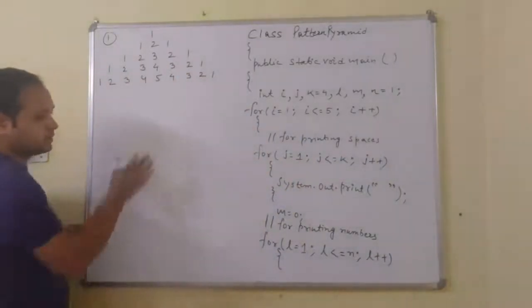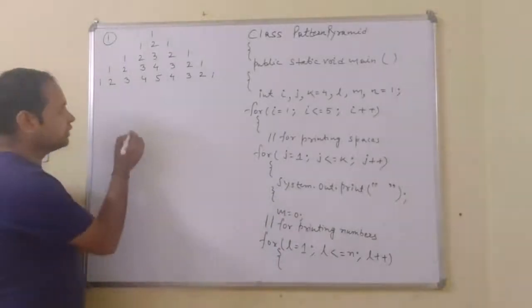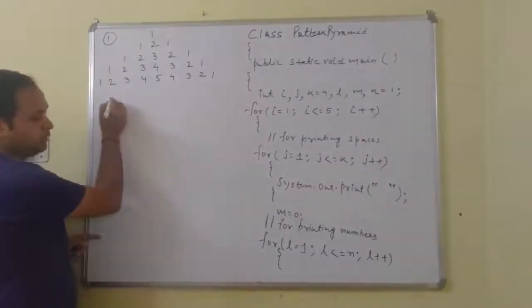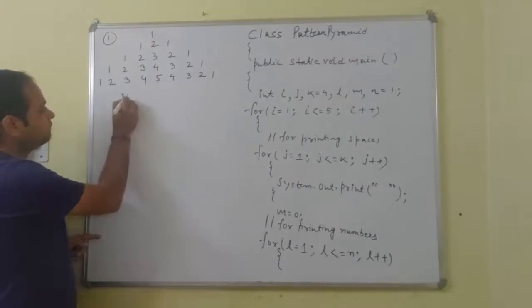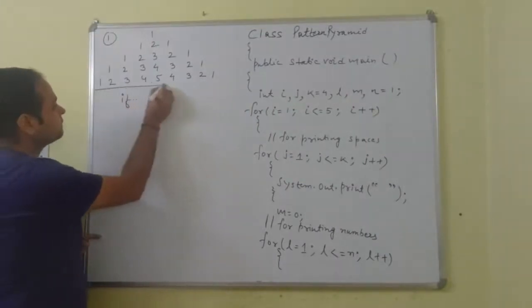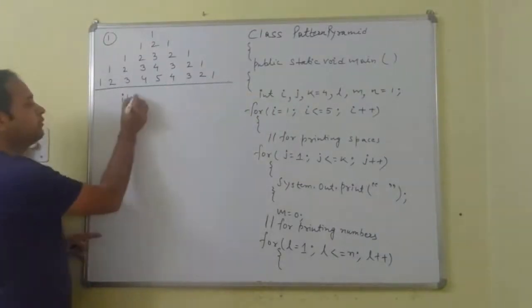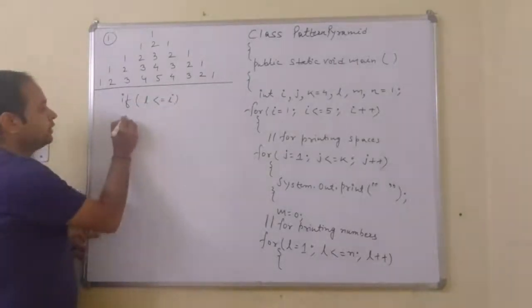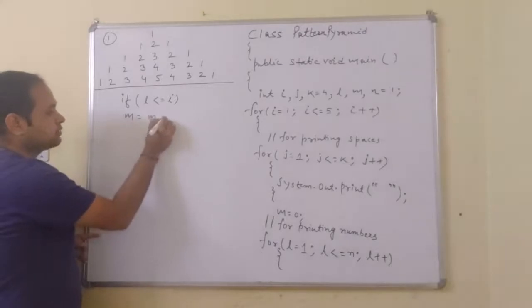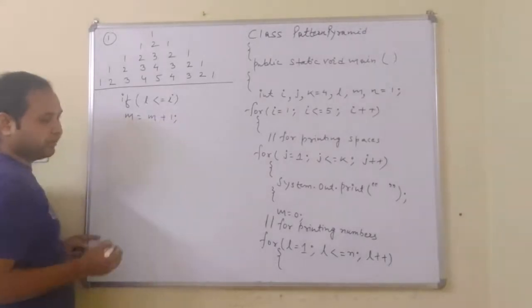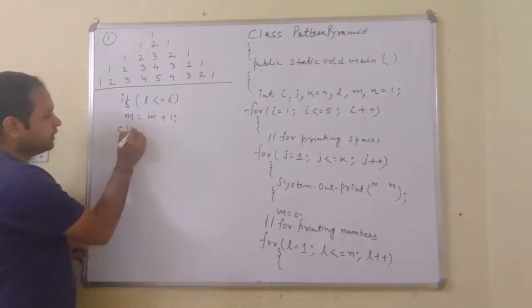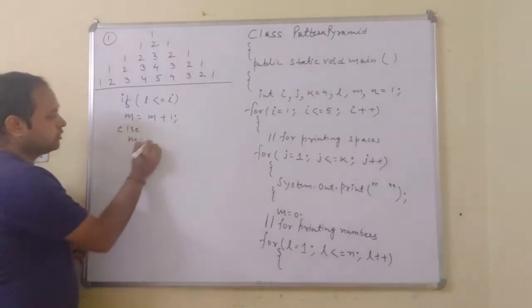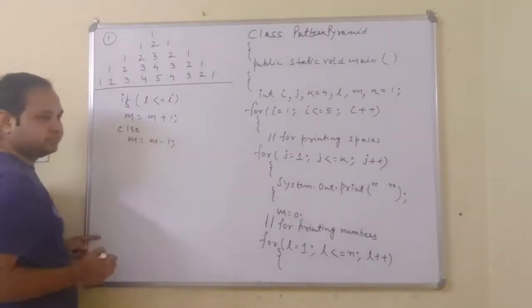Thereafter I am writing this side. So it will come as an if: n less than or equal to i, then m equals m plus 1, means we will increase the value of m, else we will write m equals n minus 1.